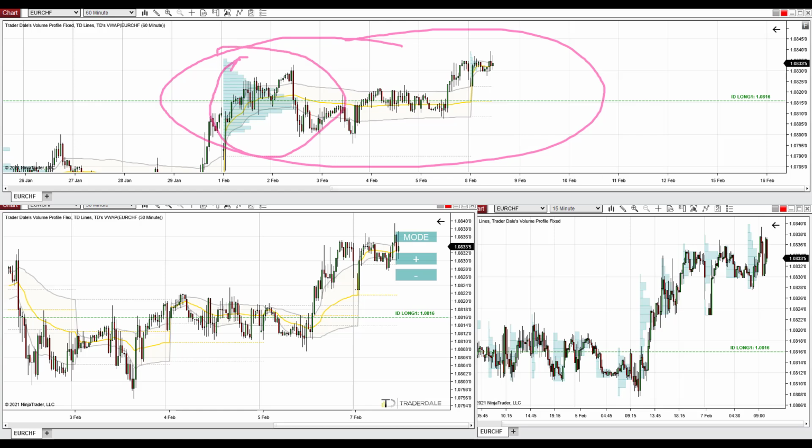This profile is a D-shaped profile, shaped like the letter D, and the point of control is in here. This is where the heaviest volumes throughout the whole week got traded. It is at 1.0816, and as you can see from that place, there was a strong buying activity.